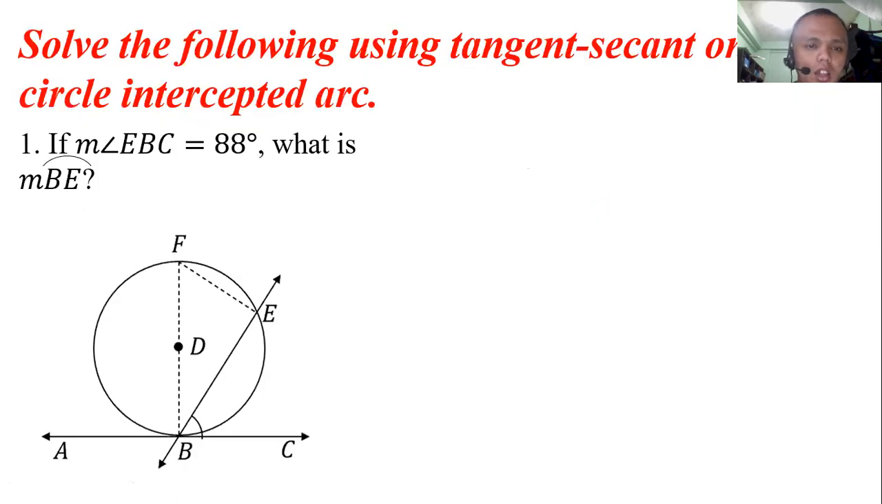Okay, now let us have an exercise. Solve the following using the tangent secant on the circle intercepted arc theorem. If the measure of angle EBC from this figure is 88 degrees, what is the measure of arc BE? Here is the figure. EBC is 88, and we want the intercepted arc BE.